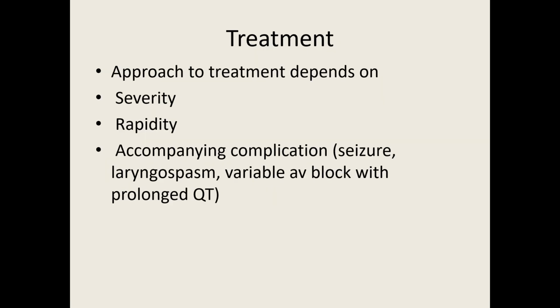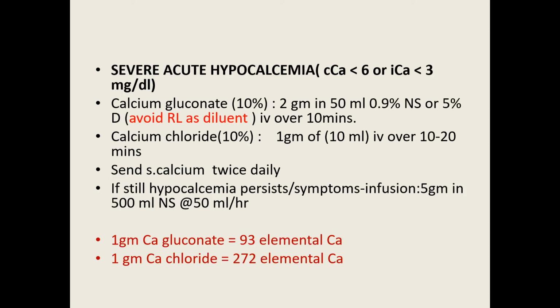Treatment depends on the severity, rapidity, and the accompanying complications like seizure and laryngospasm. In severe acute hypocalcemia, when calcium is less than 6, we can use calcium gluconate 10%, 2 grams, which means 2 ampoules in 50 ml of normal saline or 5% dextrose IV over 10 minutes. We must avoid Ringer's lactate as diluent, as lactate is present as a constituent, so it will form calcium lactate.